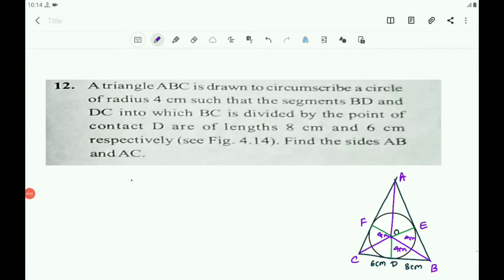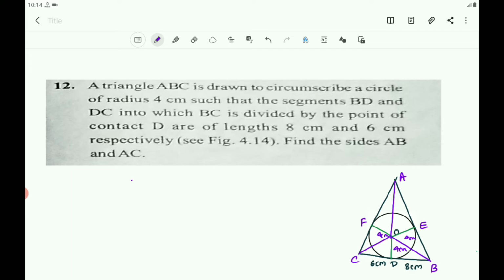Now, the 12th question. A triangle ABC is drawn to circumscribe a circle of radius 4 cm such that the segments BD and DC into which BC is divided by the point of contact D are of lengths 8 cm and 6 cm respectively. Find the sides AB and AC.